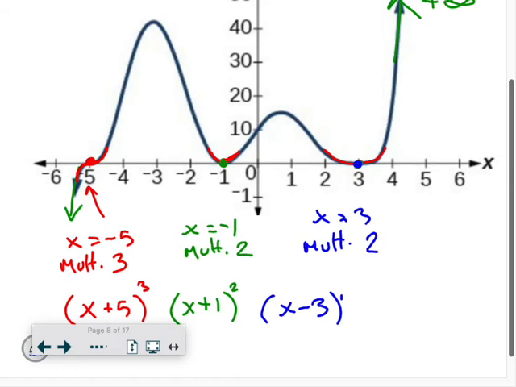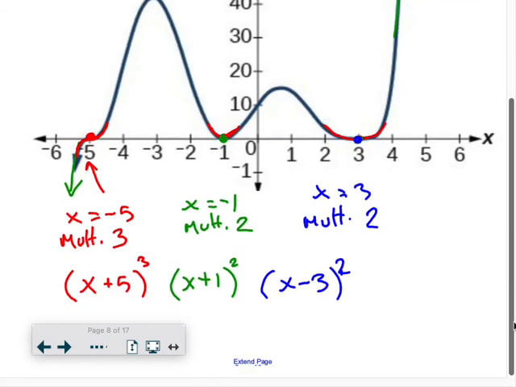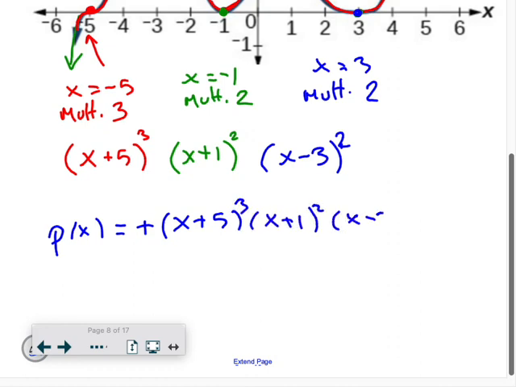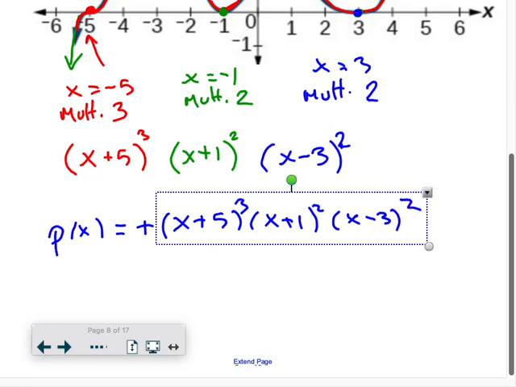All right, and just because this looks a little flatter doesn't always mean the multiplicity is going to be larger. It just means it could be larger. So a possible function for this graph would be p of x equals, now I'm just going to write a positive here because we know that the leading coefficient is positive, we just don't know what it is. And then in factored form, x plus 5 cubed times x plus 1 squared times x minus 3 squared. So this is a possible function for that given graph. And the next thing we're going to do is look at writing an exact graph. But to do that, we actually need a point on the curve to make it accurate.